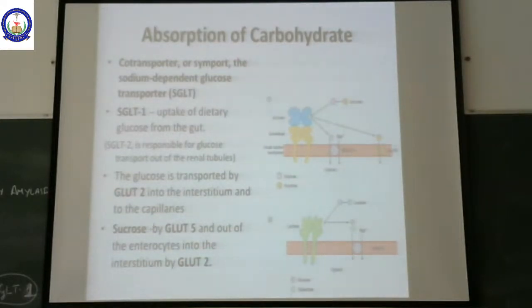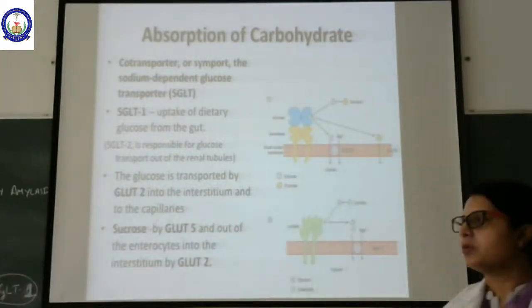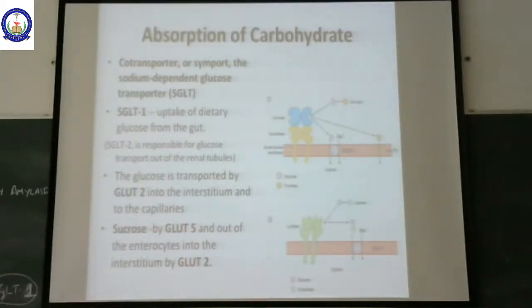So please remember these proteins. They play a very important role in the transport of glucose from the lumen of the gut into the enterocyte and from there to the bloodstream. Remember, even the sodium is getting transported along with the glucose. So this is how the glucose gets absorbed at the level of the intestine. The glucose is transported by GLUT2 into the interstitium and to the capillaries. So this is about the glucose.